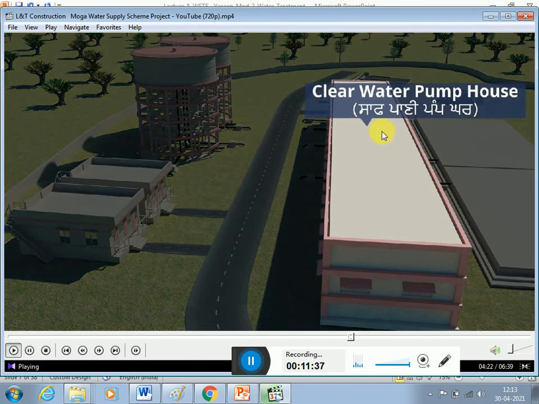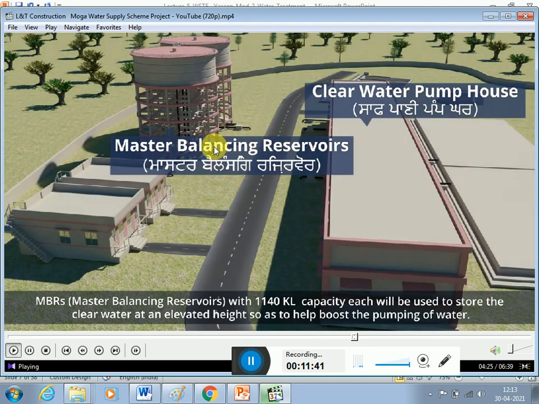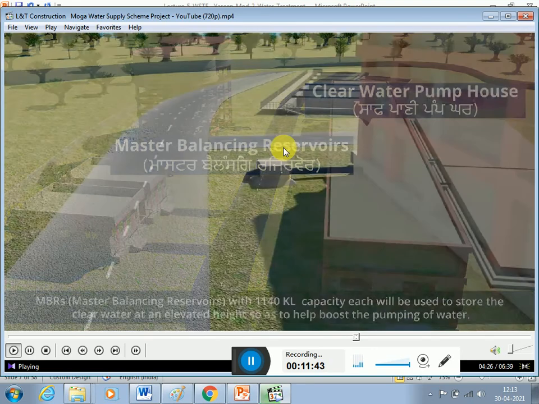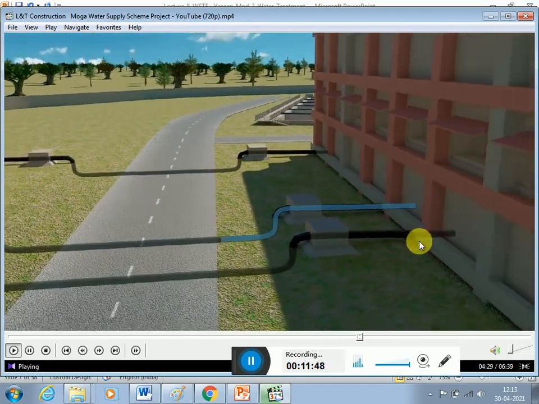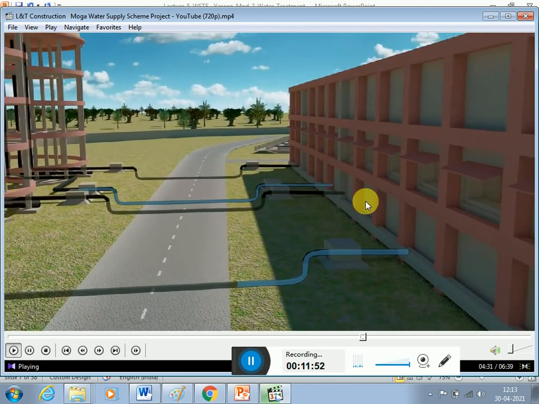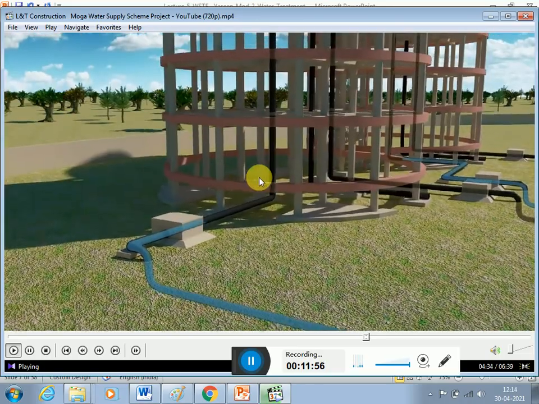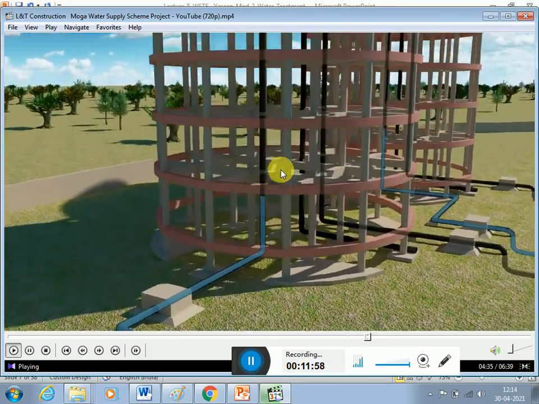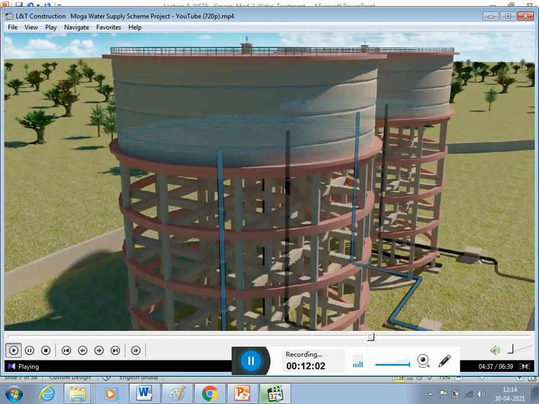Okay, and it has a clear water pump house, and we have the balancing reservoirs. From this, the water is stored in the balancing reservoir, and from those reservoirs the water is pumped to the individual houses through underground pipelines. And as you can see, the water is stored in this overhead tank by this underground pipeline. You might have also seen this kind of tank in and around your places.